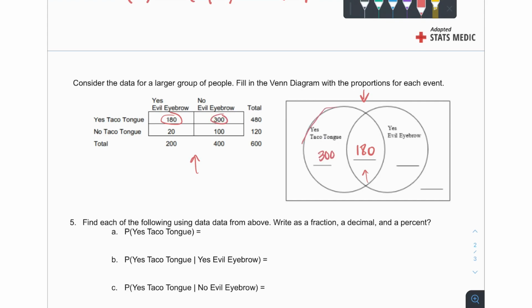And that way, this entire circle adds up to 480, which would be the total for taco tongue. And then the people who can do an evil eyebrow but not a taco tongue would be those 20 people right there. And then our whole eyebrow circle adds up to 200. And then outside of both are the people who can't do either, which is the 100. So that's how I can fill in a Venn diagram if I have the two-way table already. So there is my information.